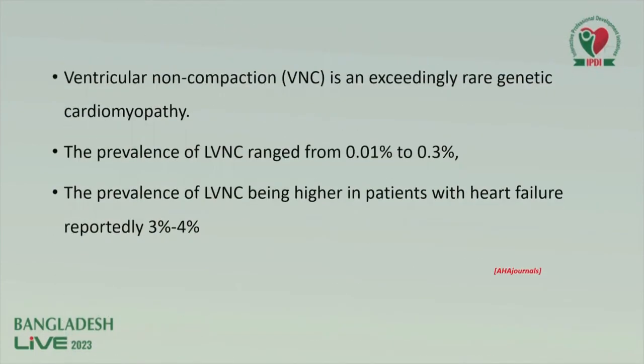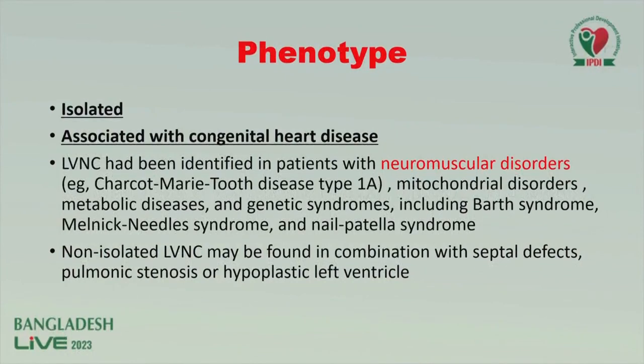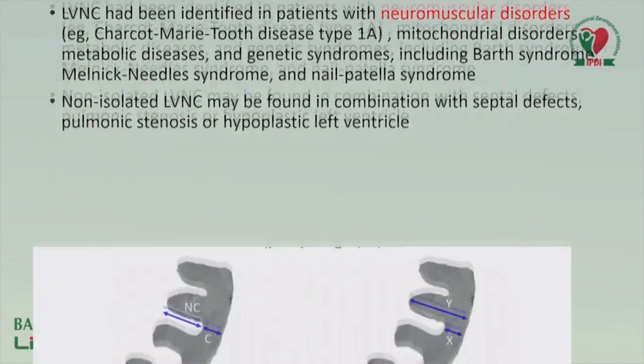Ventricular non-compaction is an exceedingly rare genetic cardiomyopathy. The prevalence of LVNC is usually 0.09% to 0.3%, and the prevalence is higher in patients with heart failure, reported at around 3 to 4%. The phenotype may be isolated, or it may be associated with other congenital heart disease like ASD or other shunt anomalies, or neuromuscular disorders, mitochondrial disorders, metabolic disease, or genetic syndromes like Barth syndrome.